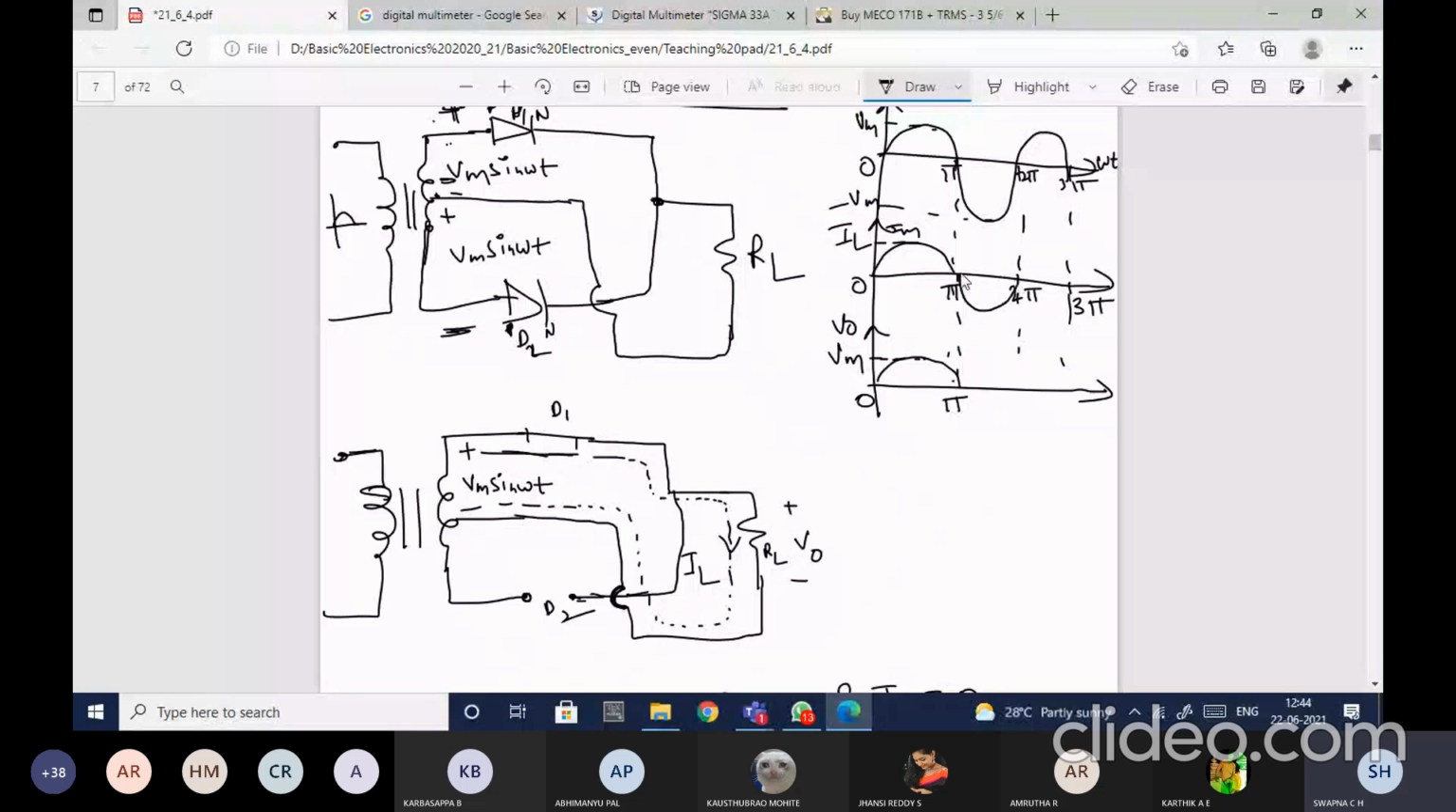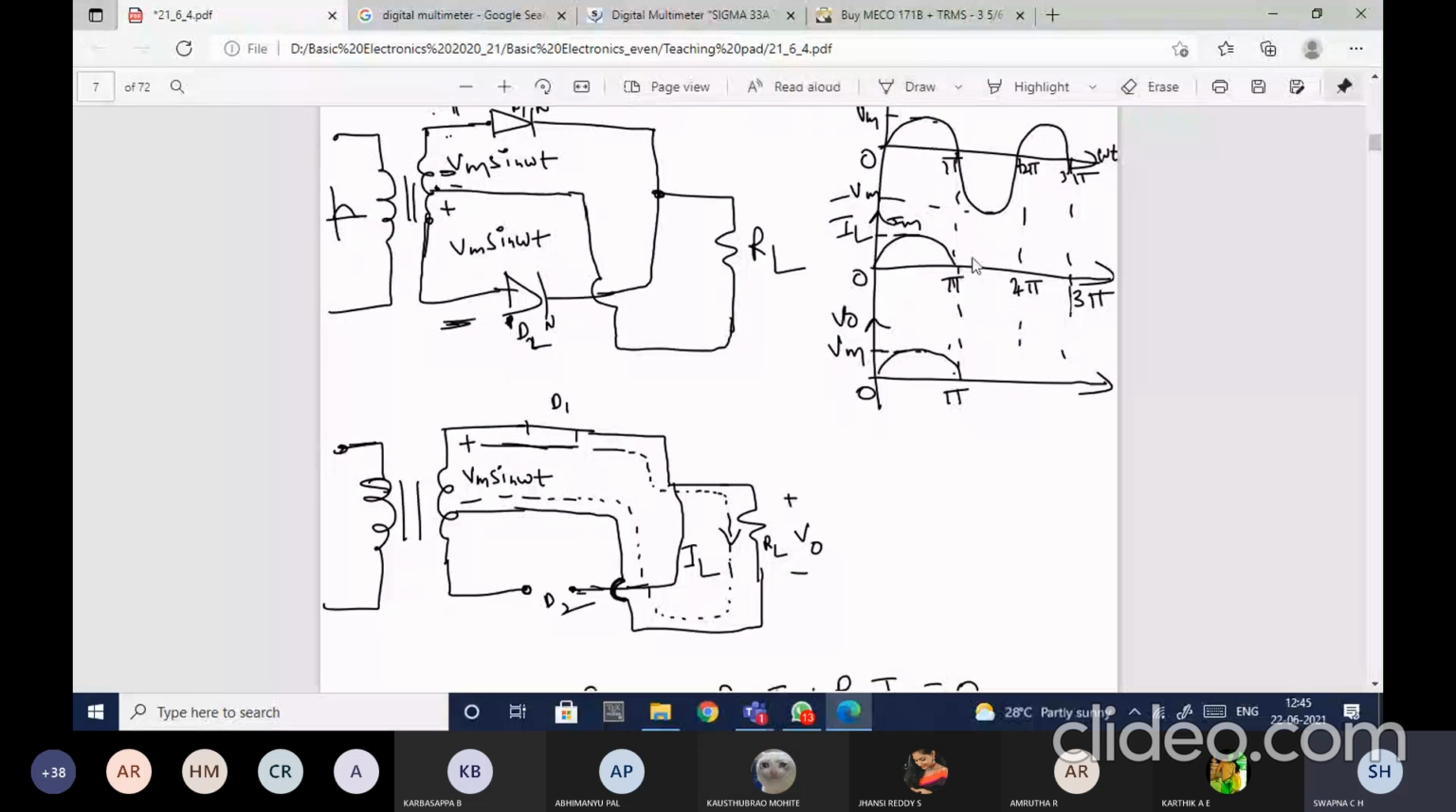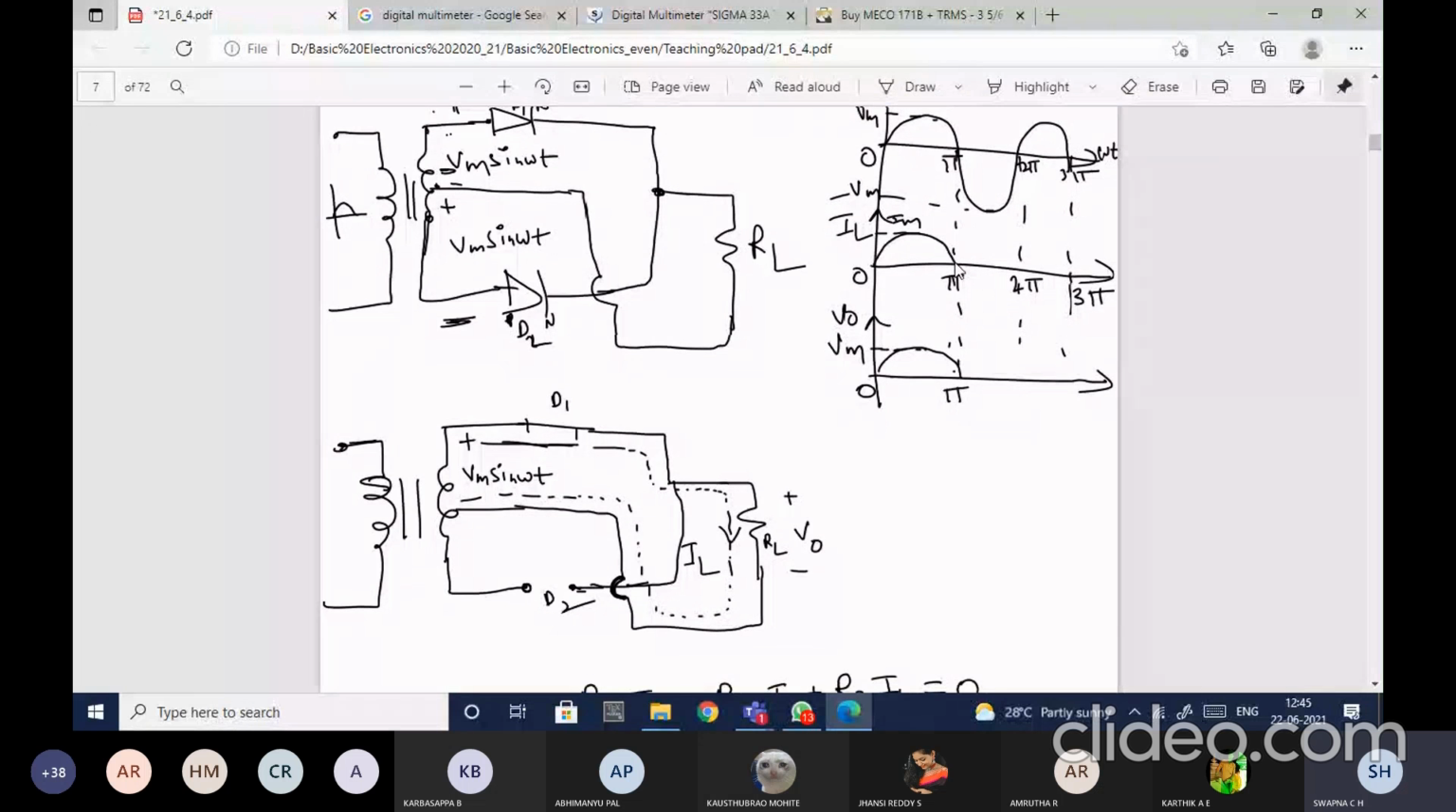We'll get it up or down. Up. Why? Can you tell me the reason? In both cases, current is flowing in the positive direction itself. Yes. In the same way, the current direction through the load is in the same direction. So that's why the output current will be the positive waveform only.